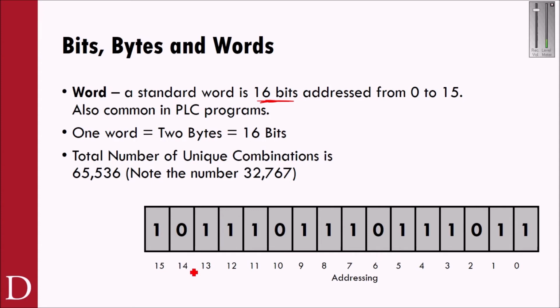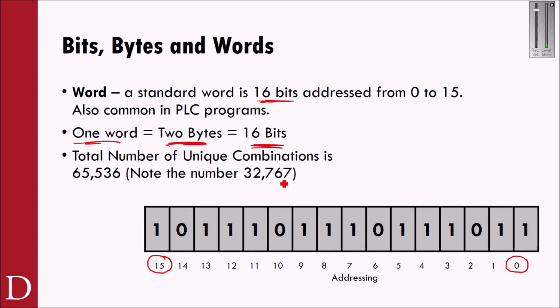You'll notice that in the addressing of a word, the most significant bit is going to be bit 15. The least significant bit's address is going to be bit 0. And so we always think about a word as being 16 bits. Well, we could also say 16 bits is 2 bytes. So we could say there's 2 bytes within a word.